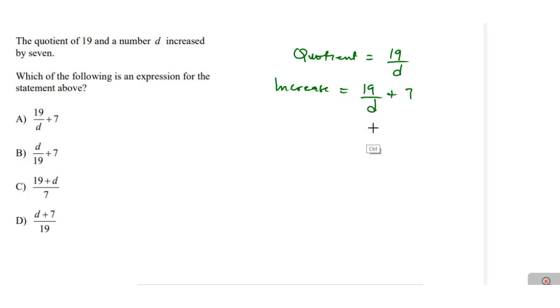Plus 7. So which of the following is an expression for the statement above? Basically, the correct expression for the statement is 19 over D plus 7. So the correct option to this problem is A.